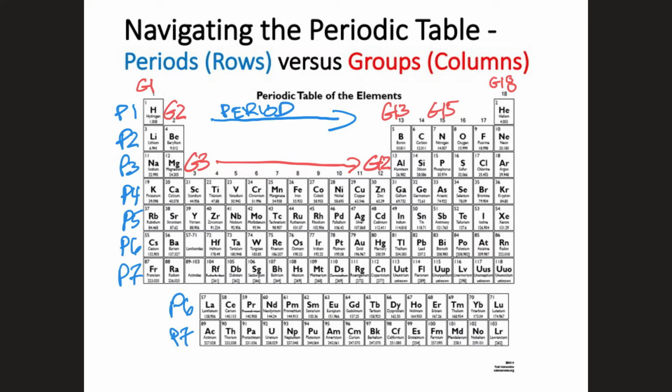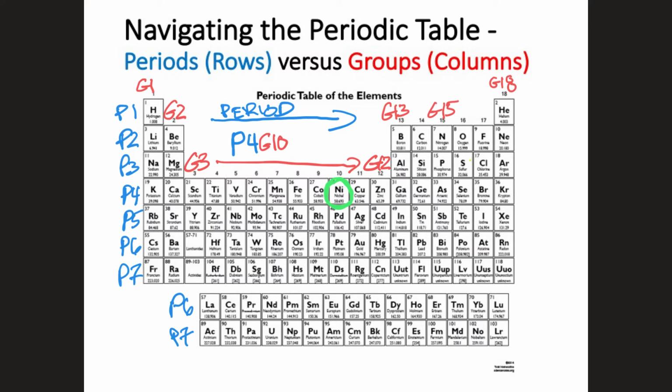So now when we look for an element, let's say we want to find the element of nickel and what period and group it's in. So there's my element of nickel. And I'm going to look here, and I'm going to say that it's in period 4. So I'm going to write period 4. And then what group is it in? So here's group 3, 4, 5, 6, 7, 8, 9, 10. It's in group 10. So I would write group 10.